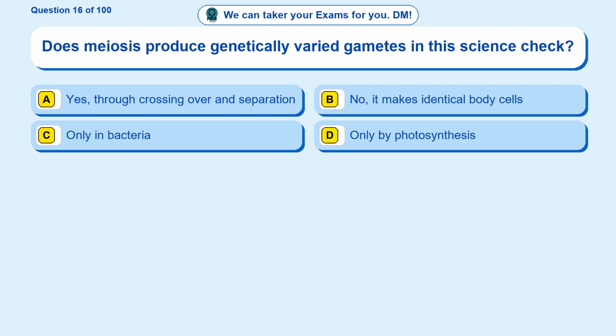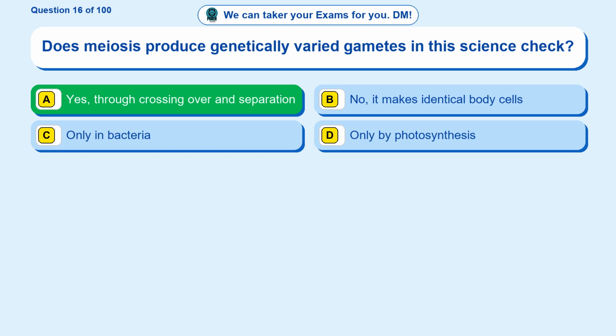Question 16. Does meiosis produce genetically varied gametes in the science check? Option A. Yes, through crossing over and separation. Option B. No, it makes identical body cells. Option C. Only in bacteria. Option D. Only by photosynthesis.